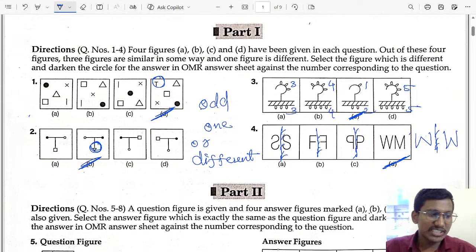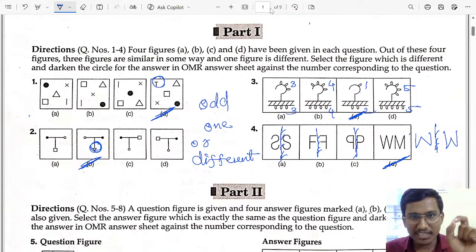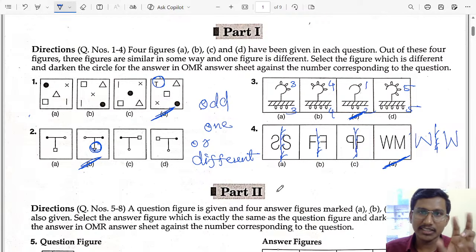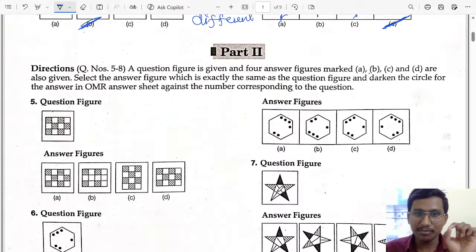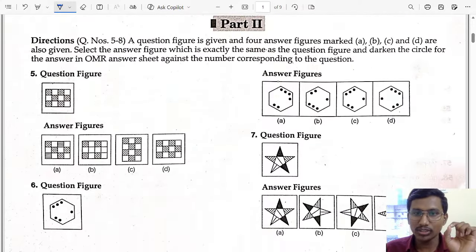Understood, everyone? So this is the first part of mental ability, that is odd one out. That is how you have to find the answers. So let us go to part 2, the second part. Let us see part 2 now.